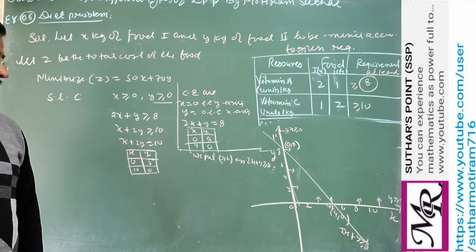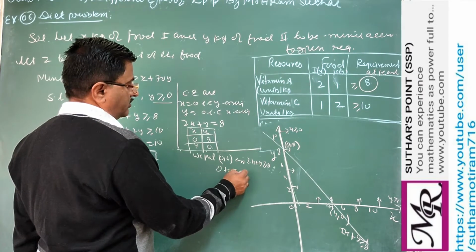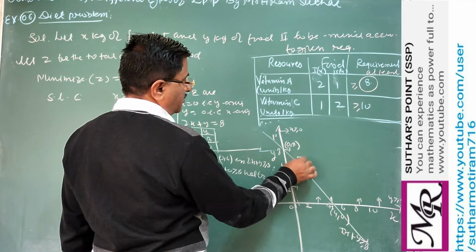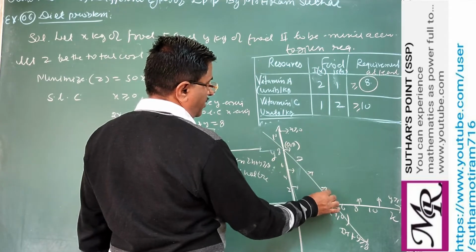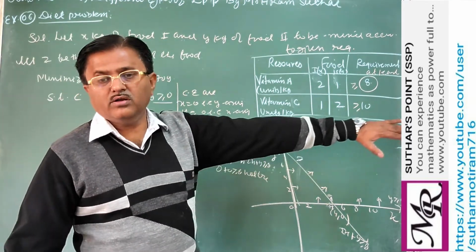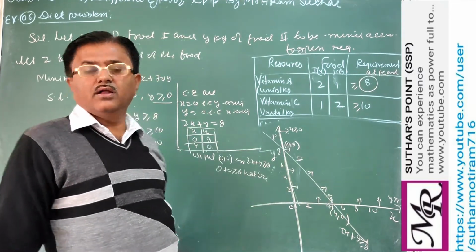Origin: 0 plus 0 greater than or equal to 8 is not true. Not true means the solution will be on the other side of the origin for the given line. It means the solution will lie on this side. Clear? You are above the line.